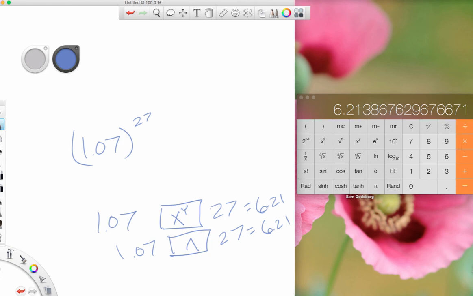Okay? So that gives you a little bit of idea how to do some of those basic calculations, and especially use the exponent value.